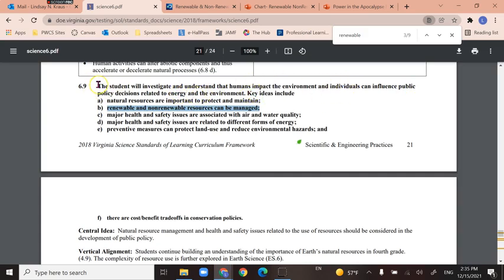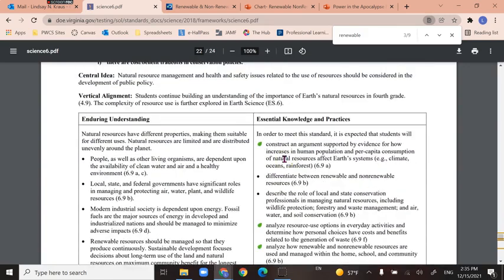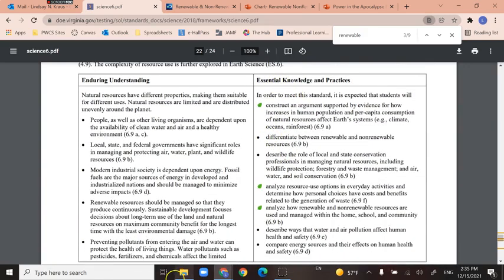So they broke this down into two parts. We very specifically focused on this part because public policy for them came after this idea. So we're investigating and understanding the human impact of the environment when it comes to renewable and non-renewable resources. In addition to that, there's more about the essential knowledge and practices and the understandings. One of the things that we were looking at is just the long-term effects of renewable and non-renewable resources.